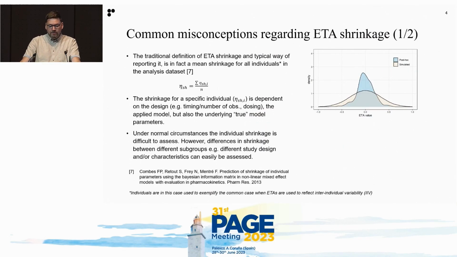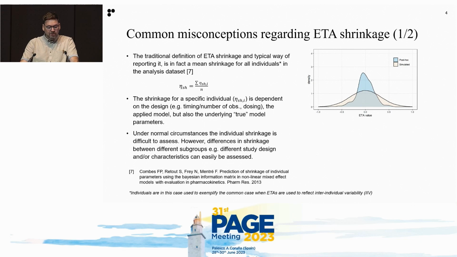Before we get into the actual talk, I want to touch on some common misconceptions regarding eta shrinkage. First of all, we need to keep in mind that the traditional definition of eta shrinkage and the typical way that it's reported is in fact a mean shrinkage for all individuals in an analysis data set. And the shrinkage for a specific individual depends on the design of the data, the applied model, but also the underlying true model parameters. Under normal circumstances, the individual shrinkage is difficult to assess.